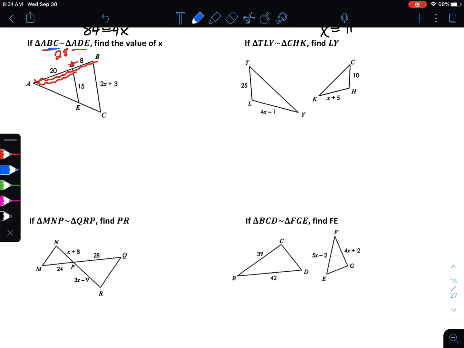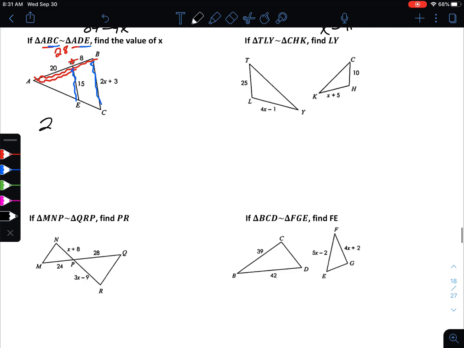For our next side length, we're going to take BC and match it up with DE. So BC here matches with DE here. And at that point, we've actually got 2 sides. So let's go ahead and set those up. We have that 28 matched with 20 is equal to 2x plus 3 matched with 15.